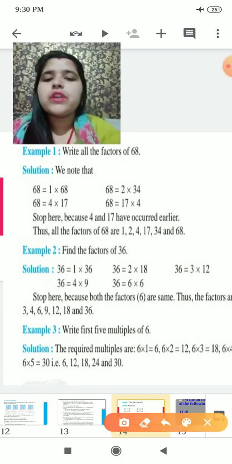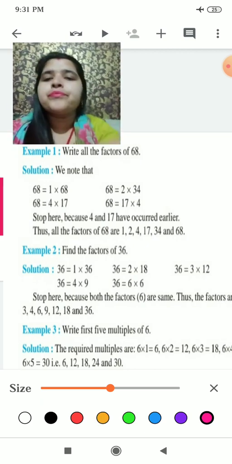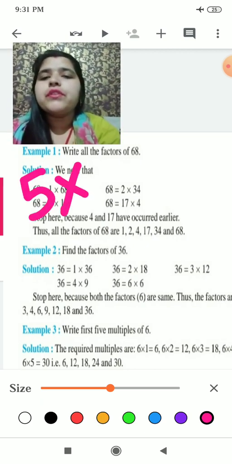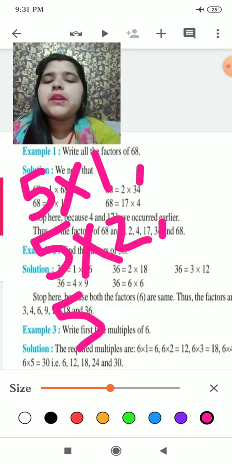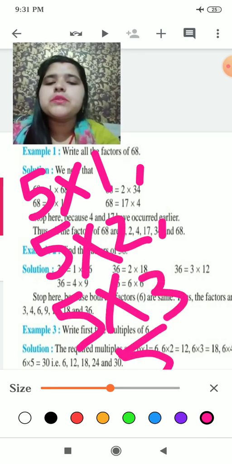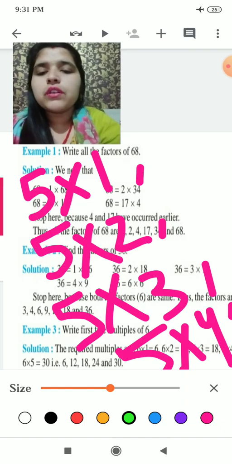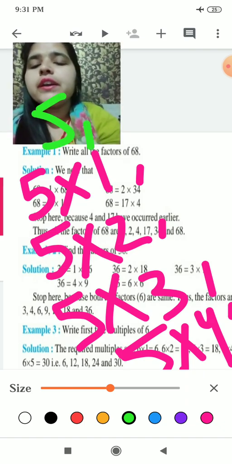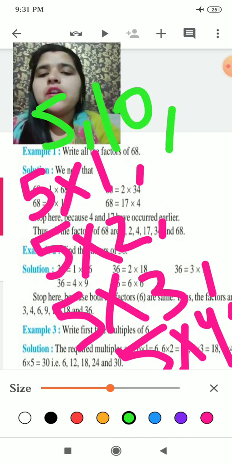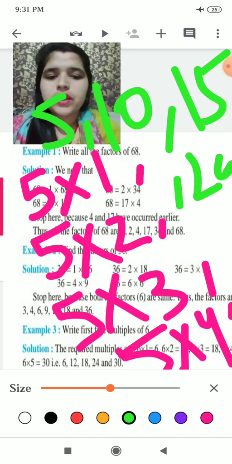If I tell you to write the first 4 multiples of 5, what will you write? Yes, 5 multiply 1, 5 multiply 2, 5 multiply 3, 5 multiply 4. This is the first 4 multiples of 5. So the first 4 multiples of 5 will be 5, 5 2s are 10, 5 3s are 15, 20.